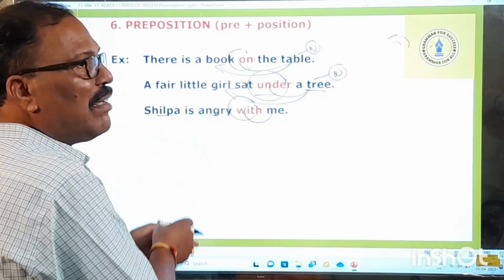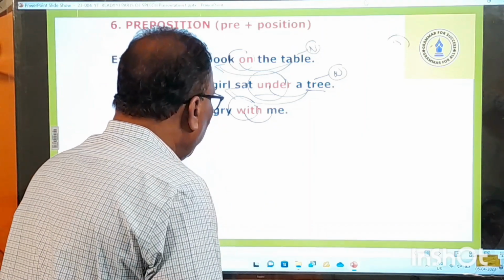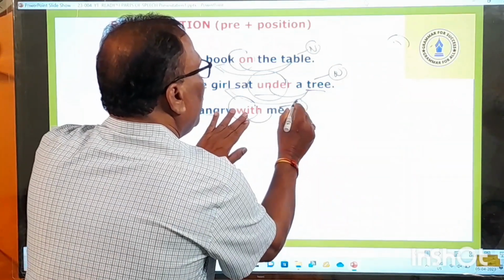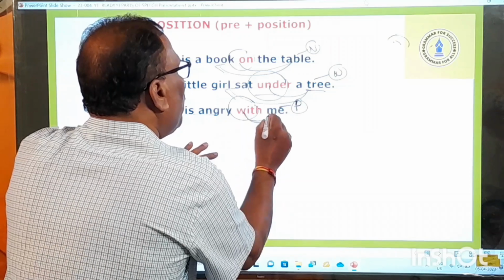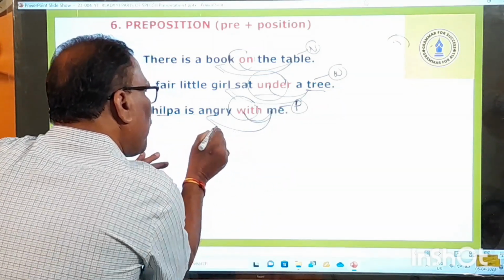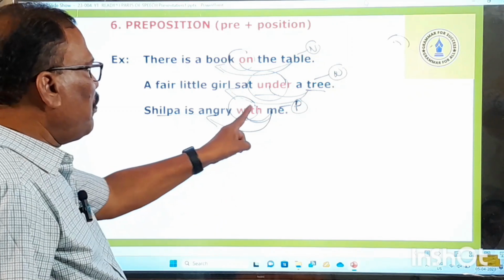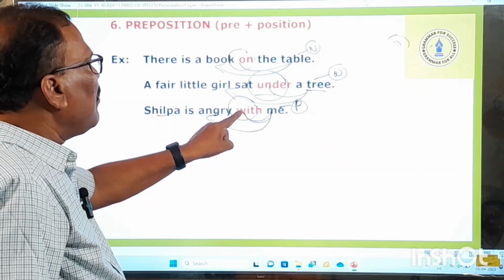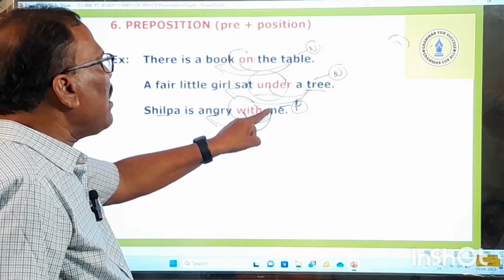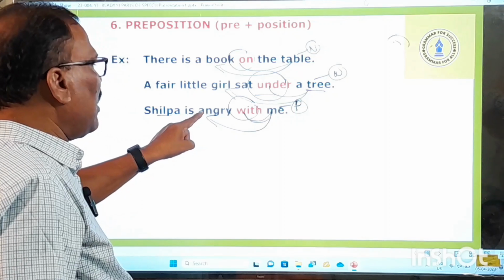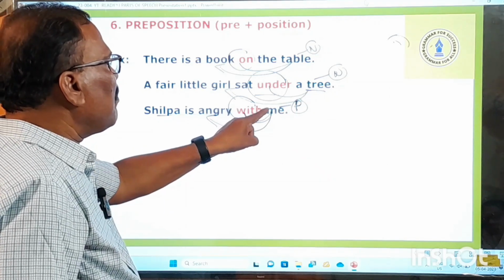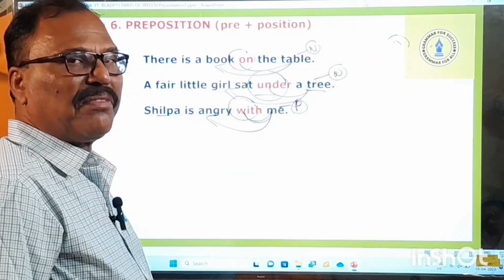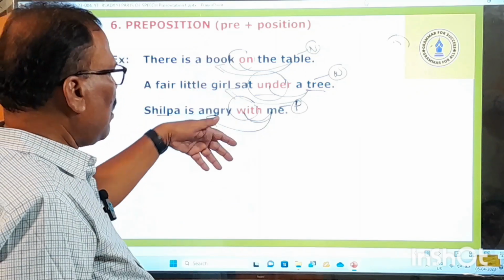Shilpa is angry with me. That means, what is this with doing? This is put before this pronoun. Me is a pronoun. What is this with doing? It is put before this pronoun and it is joining it to the rest of the sentence. And that's why, if this word is used, this me, the pronoun, is getting connected to this sentence. If it is omitted, this pronoun is getting disconnected or removed from this sentence. Right? In all these examples, the same thing is happening.